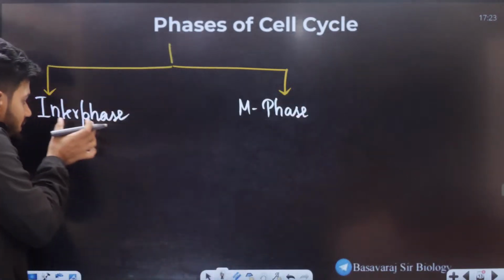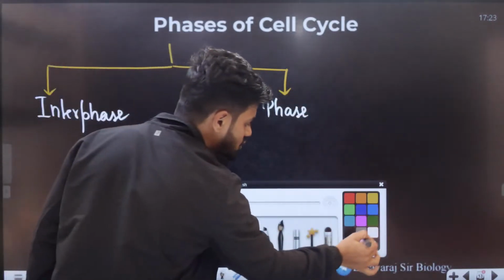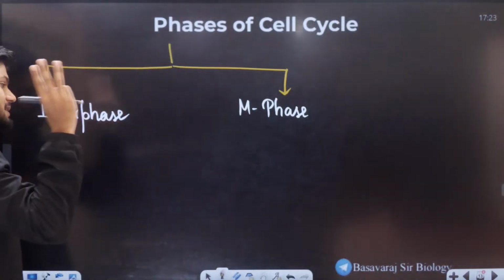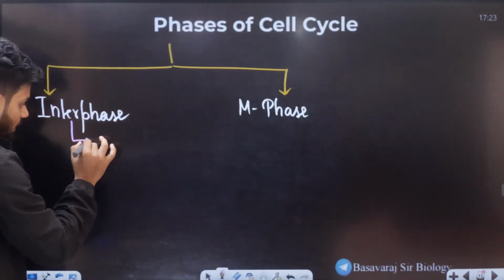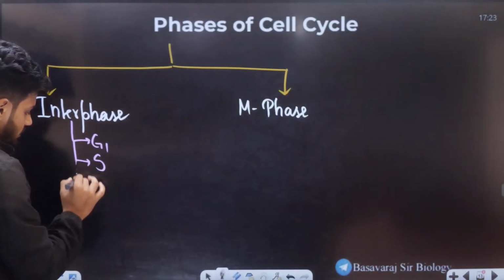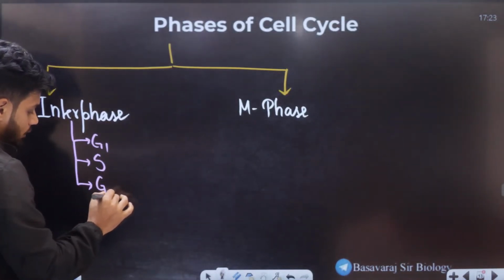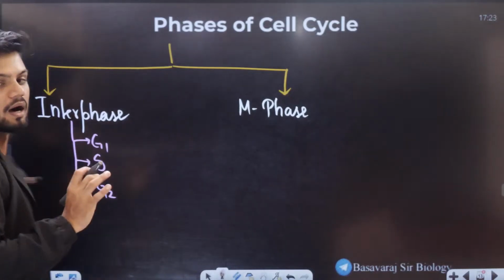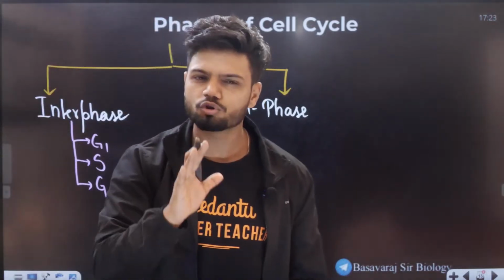Now this interphase is eventually divided into three sub-stages, that is G1, S and G2. Don't worry if you don't know any one of them. I will be explaining to you in today's class, so do not worry at all.